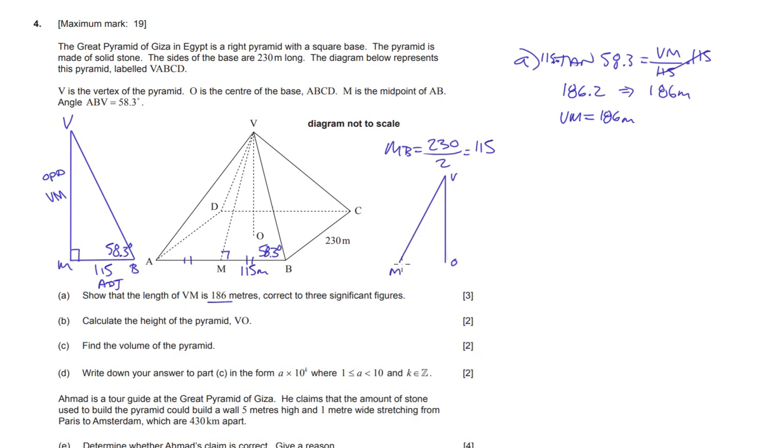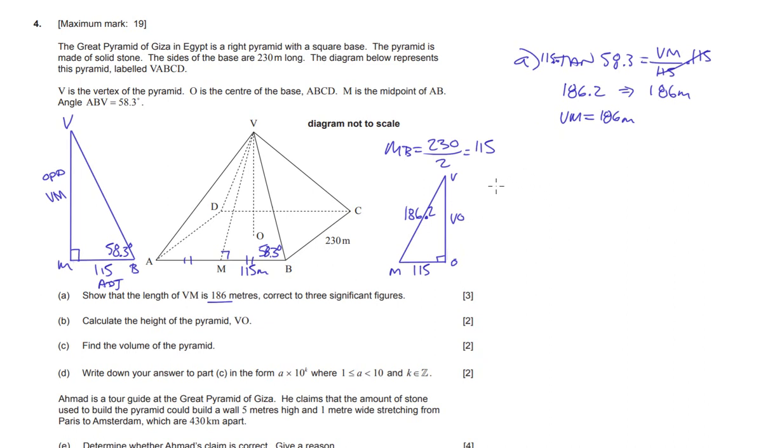Right, there's M, and then we can make ourselves a nice little right triangle. We're trying to figure out what this VO side is. Since this is right in the middle of the square base, it's going to be halfway all the way across, so that's also 115. And we just figured out that this here is 186, right? Since we rounded this off, it's probably best for us to use 186.2 when we're trying to figure out this other side.